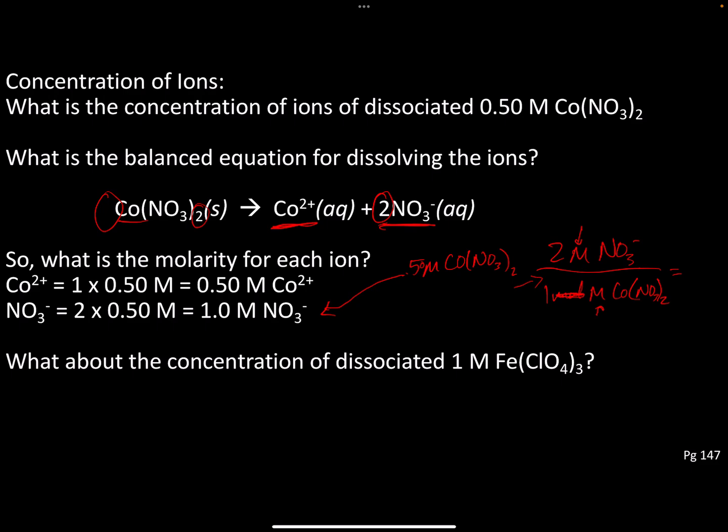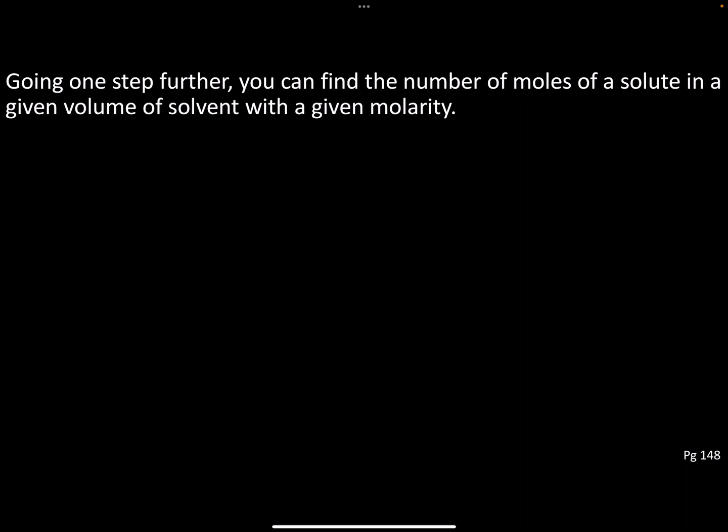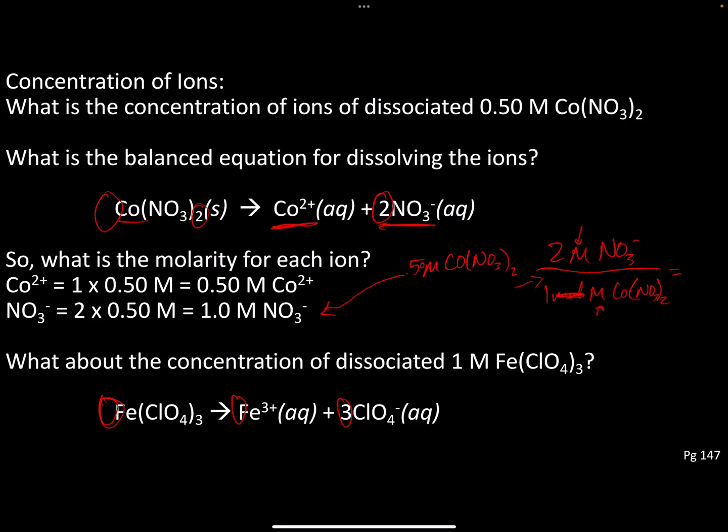Okay, how about the dissociation of 1 molar of iron perchlorate? Well, if I look at how this dissociates, there are 3 perchlorate anions that dissociate and only 1 iron cation. So when I'm using those mole ratios, I should include a 1-to-1 ratio and then a 1-to-3 ratio. You can do that to figure out how many. It would be 1 molar iron ions and 3 molar perchlorate ions.